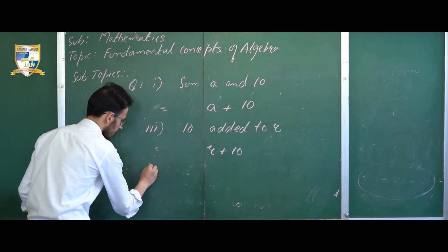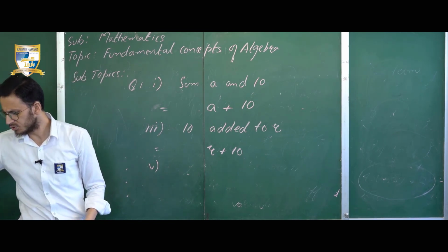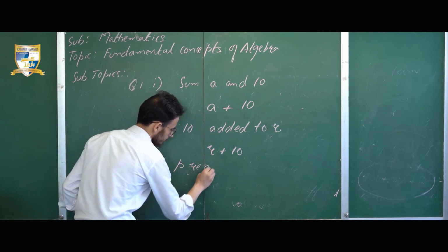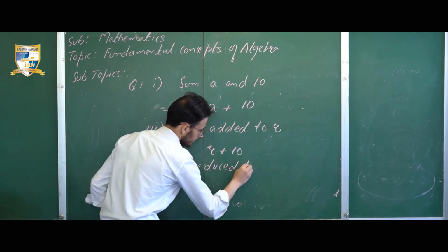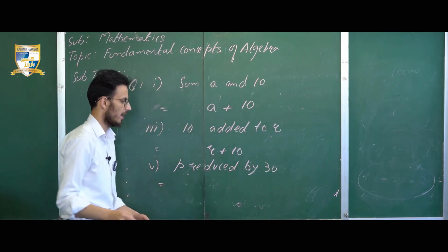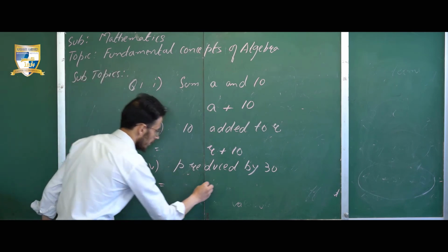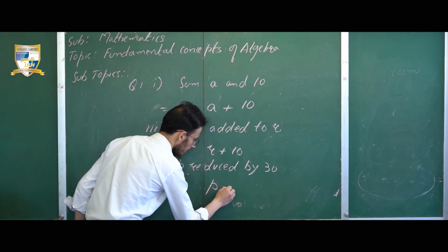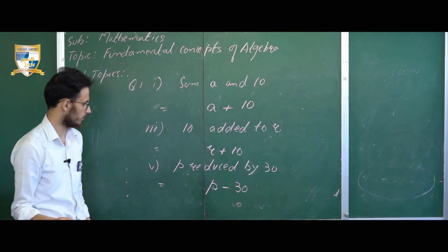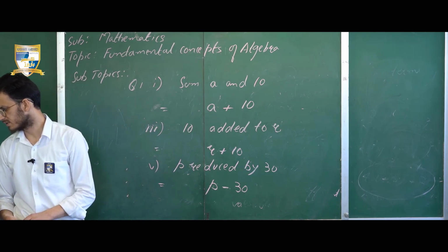Similarly, part 5th of the same question is p reduced by 30. Again, we have to convert this statement into algebraic form. Reduced means to decrease, so we have the minus sign. So p minus 30 is the answer of this question. So this was question number first, and you should do the rest of the parts by yourself.